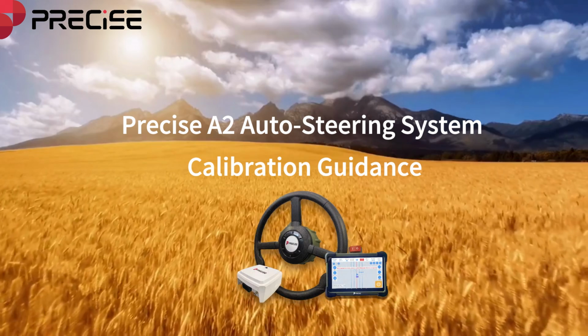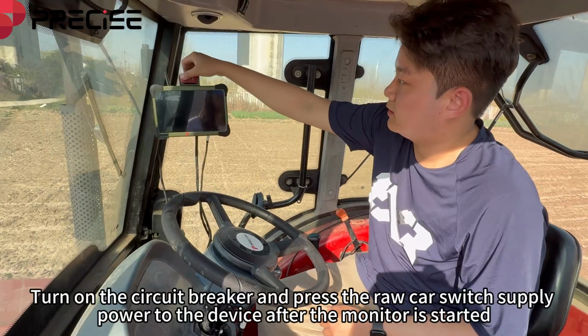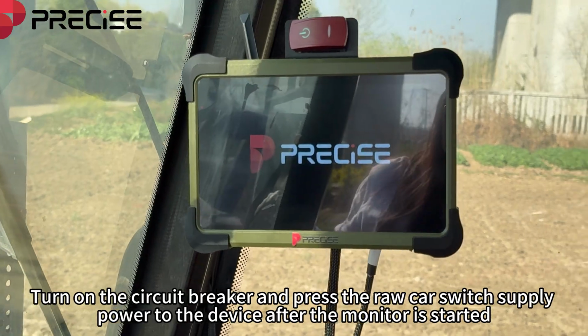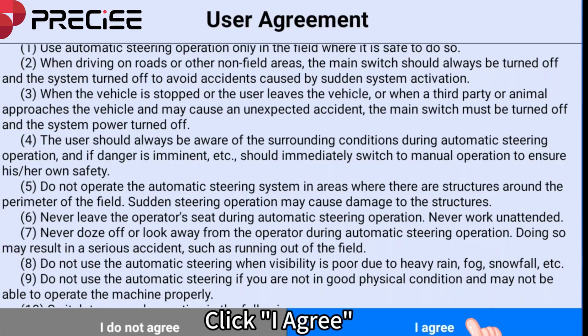PRECISE-Geo to Auto Steering System Calibration Guidance. First, account registration. Turn on the circuit breaker and press the raw car switch. Supply power to the device after the monitor is started. On the pop-up interface of the user agreement, click I agree.